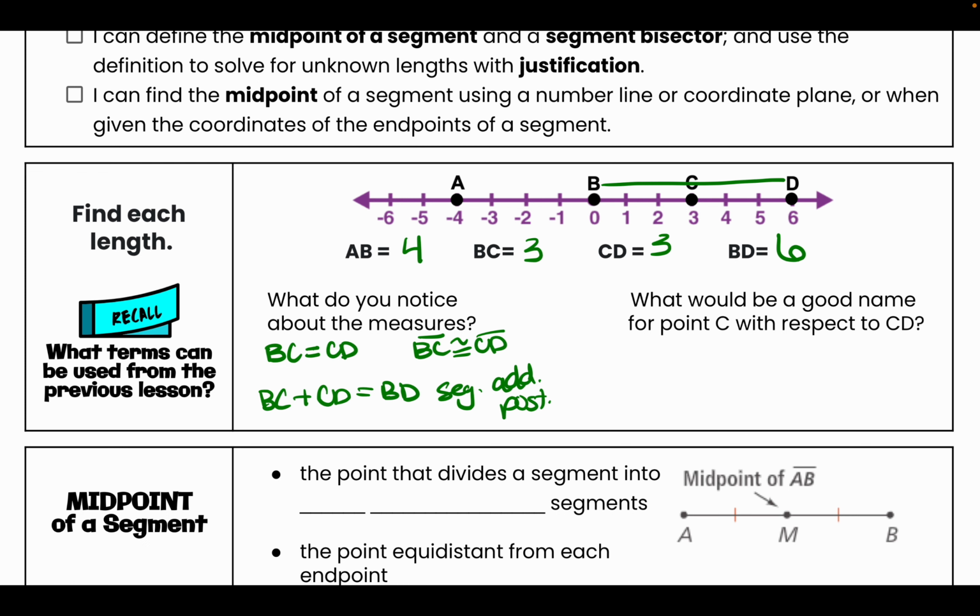What would be a good name for point C with respect to CD? We know that C is right in the middle. So we could use between, which we learned last week, or middle, or center. But the one thing I'm trying to get you to go for is actually the midpoint.